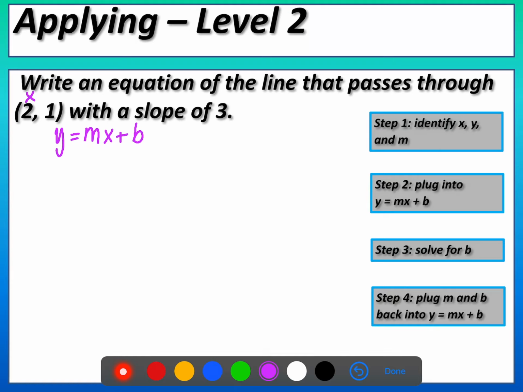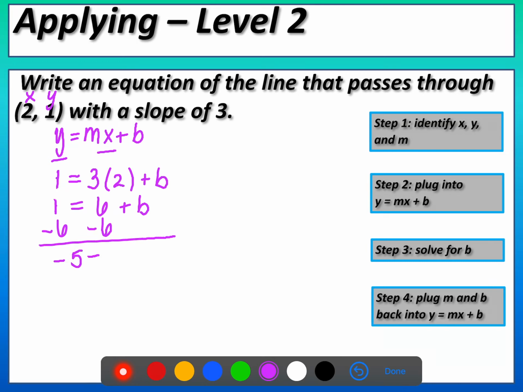If you said that an ordered pair is an x and a y value, that's right. So we can use that ordered pair and plug them in temporarily, because this is not our final answer. We can plug them into the equation for x and y. That's going to allow us to solve for b, because b is now the only thing in that equation that we do not know. So in order to solve for b, we're going to subtract 6 on both sides. And we now have our y-intercept.